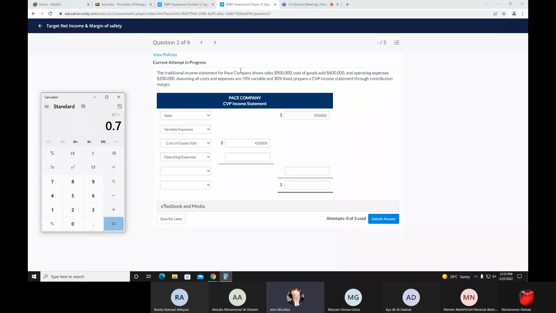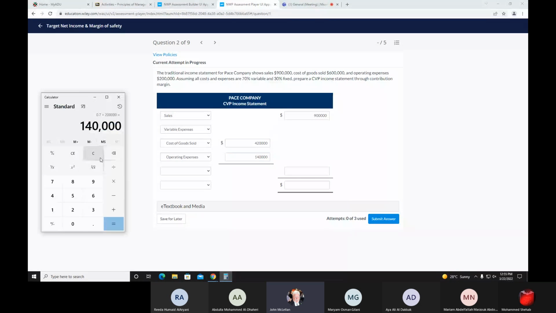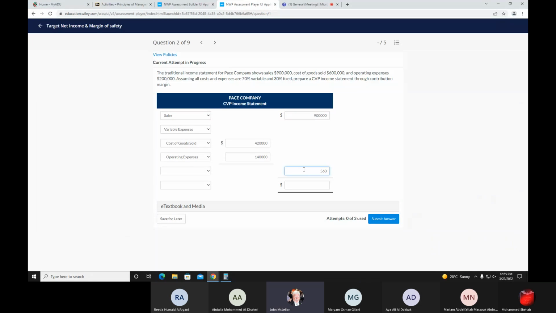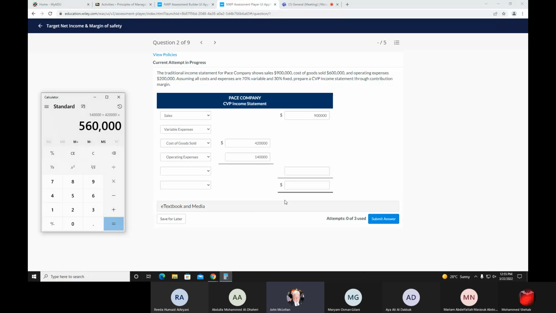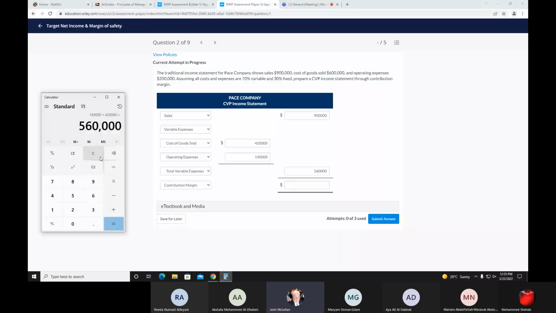So know this format. We're going to go over it a number of times, so you're very familiar with this tool called the cost, volume, profit income statement. It's not a financial accounting income statement. So you total those, and what do you get? Total variable, 560. Then what is the next? Good. Contribution margin, very good.